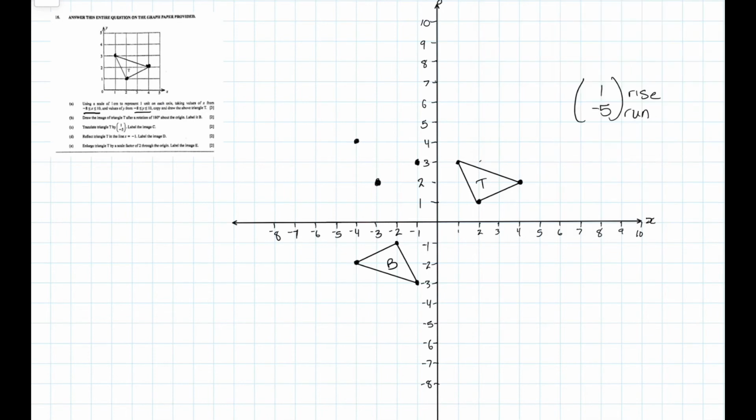And now we're going to join those points. So we should still have the same shape, just in a different area. So after we join those points, it says to label this image C.